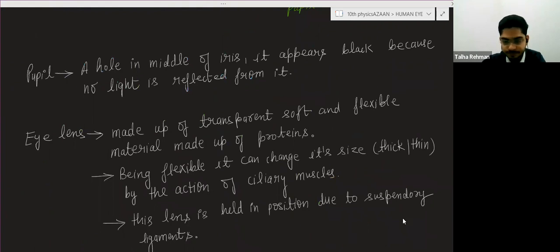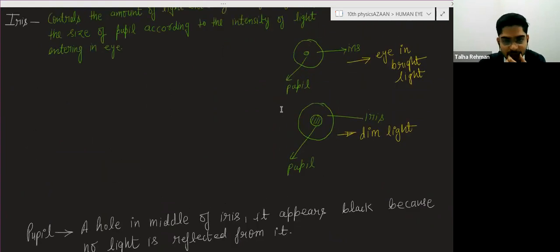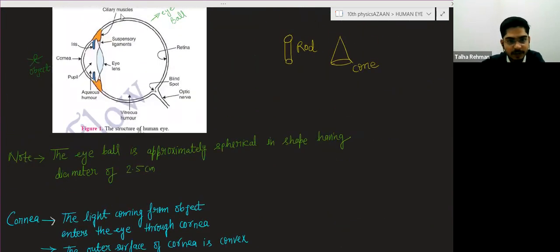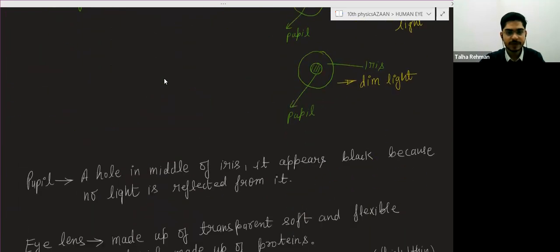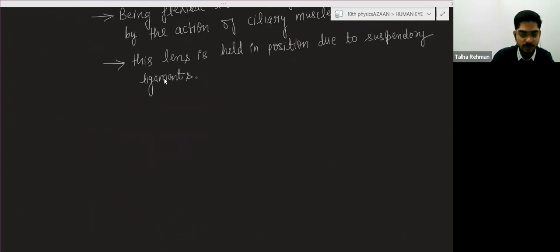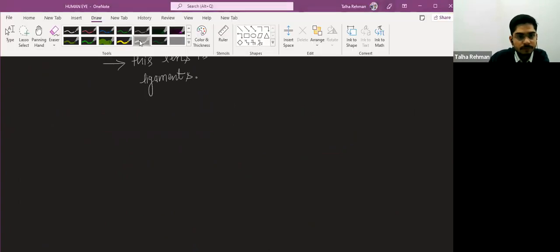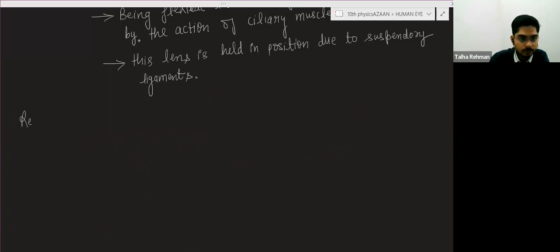After this, there is one thing here, retina. This part of the eye is known as the retina. Basically, retina, I have told you, is a screen on which the image is formed. So retina is basically the screen on which the image is formed in the eye.